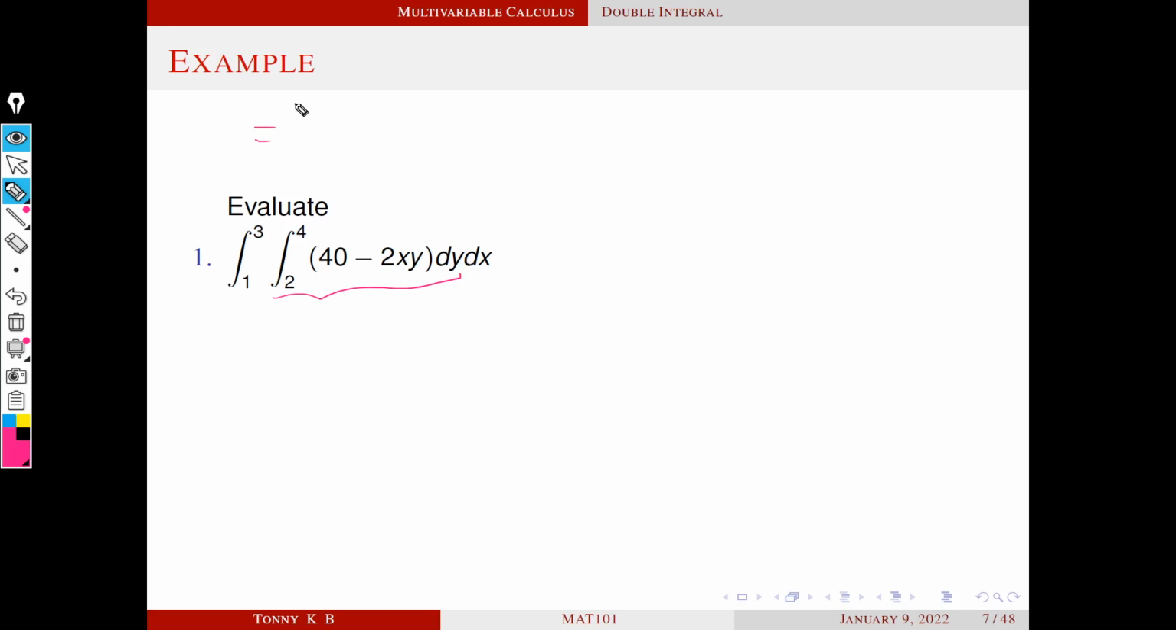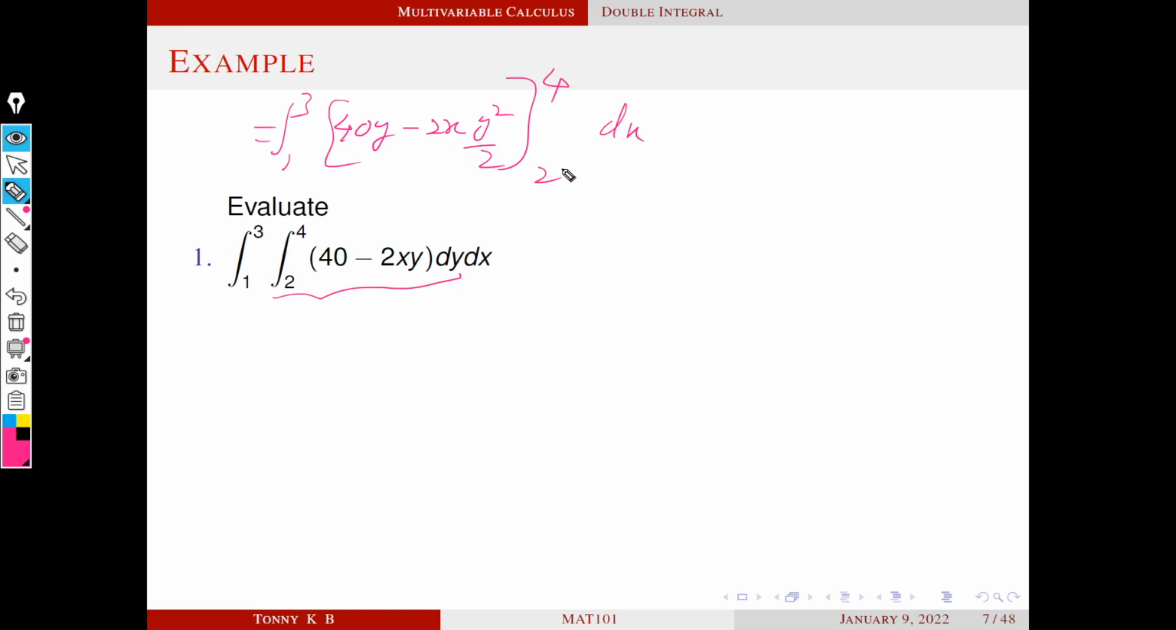So this is equal to integral 1 to 3 and dx. And what about this integration? What is the integration of 40 minus 2xy with respect to y? 40 becomes 40y minus, here 2x is a constant. Clear? So 2x into y square by 2. This is the rule. And our 2 to 4. This is the idea. Then you can substitute the upper limit and lower limit.